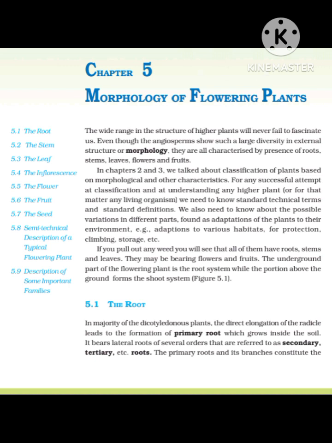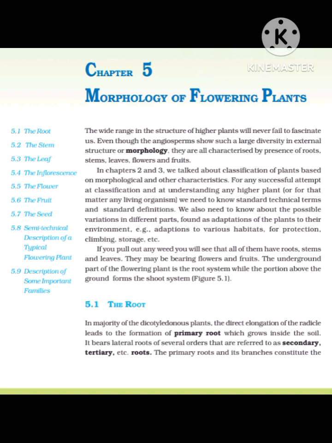We also need to know about the possible variations in different parts, found as adaptations of the plants to their environment, for example adaptations to various habitats, for protection, climbing, storage, etc. If you pull out any weed you will see that all of them have roots, stems and leaves. They may be bearing flowers and fruits. The underground part of the flowering plant is the root system, while the portion above the ground forms the shoot system.